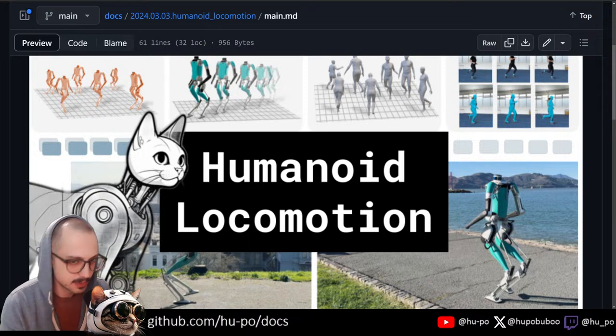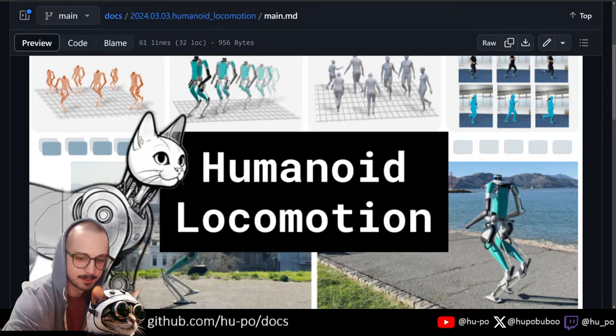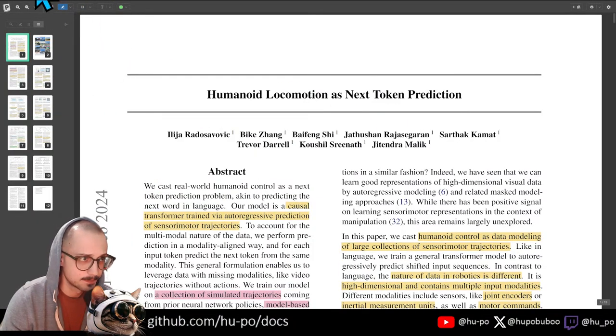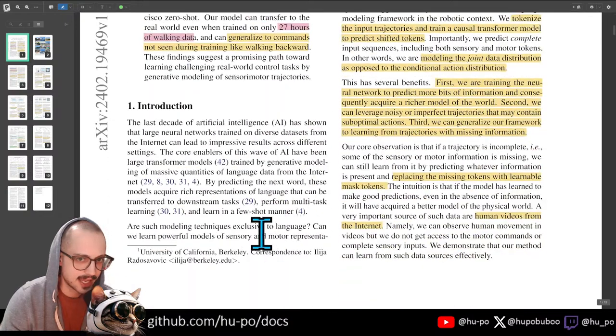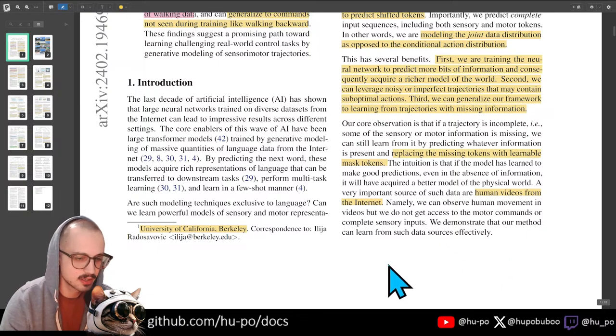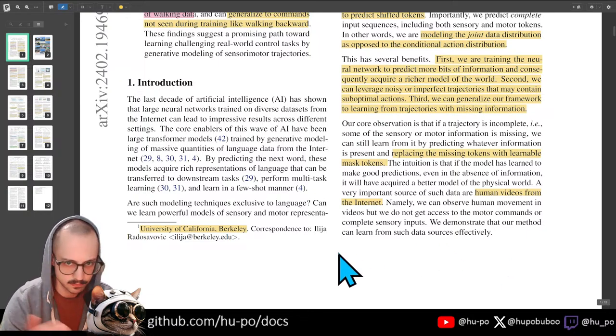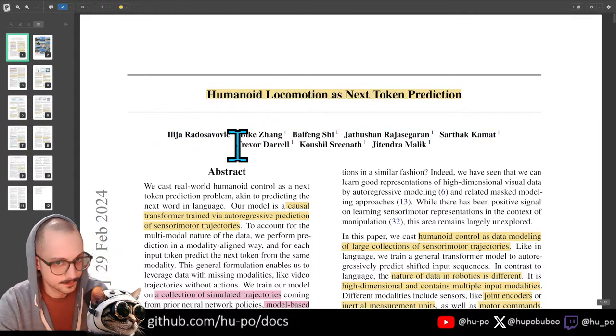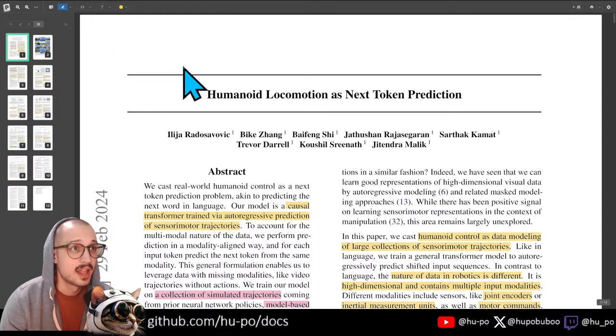All right. Welcome, everybody, to another Hoopo stream. Today, we're going to be going into the robotics world. We got a paper for you guys. It's called Humanoid Locomotion as Next Token Prediction. This is a paper that's coming out of University of California, Berkeley. So that's basically right by San Francisco. It's on the other side of the bay, but kind of part of the Bay Area, for those of you that may not know. And this is not the Ilya that works at OpenAI. This is a different Ilya. This is just some random undergrad at Berkeley. But yeah, that's the paper.